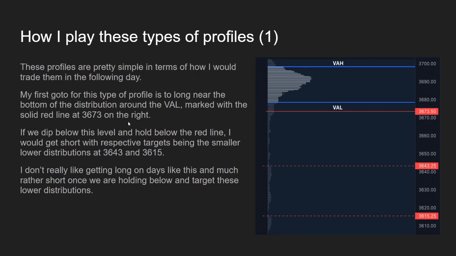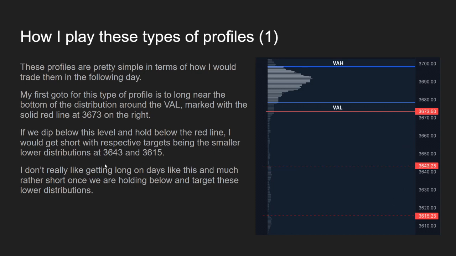So the second setup that I've written here, if we dip below this level, so if we dip below 3673, we get down to maybe, say we open at 3660 and we go back into 3673, retest it and then drop. That's my ideal setup for P-shaped profile days. So I would want to get short once we got below 3673. We want to retest it. Then I would want to get in with targets of 3643 and 3615.